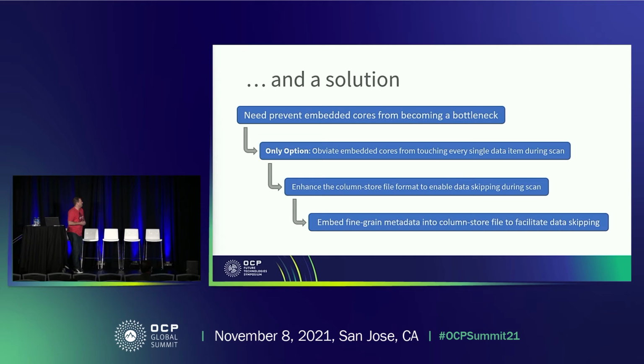I don't know. What we really need to do is prevent these embedded cores from becoming the bottleneck, right? And the only way to do that is to make it so they don't have to look at everything. So if I don't have to look at everything, I can cut down on the work I have to do within those embedded cores. And so what we're going to do is take that column store format. Normally we just shove the data in there in a column store file. But what we're going to do is add some metadata to that. And that metadata is going to allow the embedded core to decide whether it needs to process that data or it can just skip it and move on.